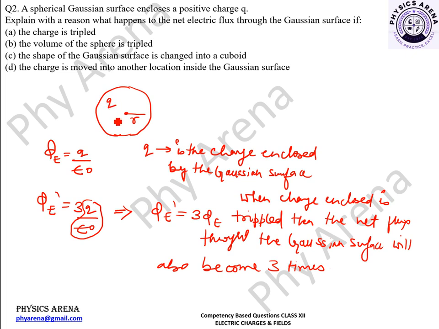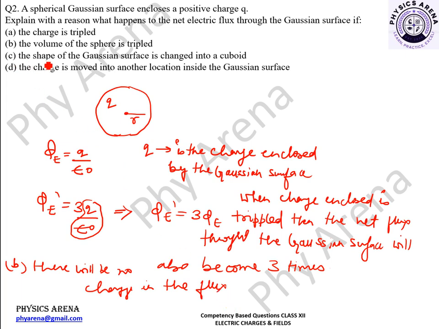Charge enclosed will remain the same, and the permittivity will also remain the same. Volume has no role to play in the electric flux. So for part B, there will be no change in the flux.